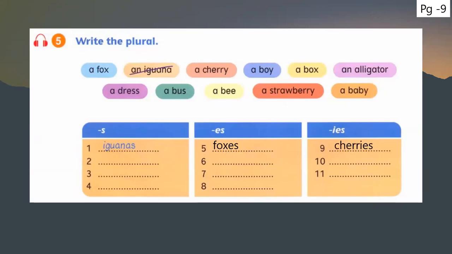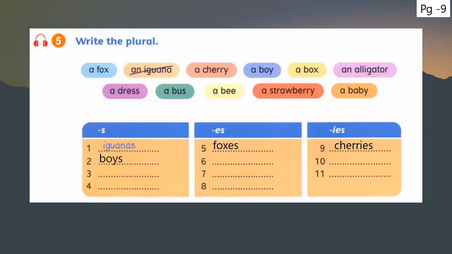So, cherries. Cherry, cherries, because you can see the consonant before Y, so that's why you have to change Y to I-E-S. And okay, so next one, boy. Do you see a vowel? Yes, so that's why we just need to add S.